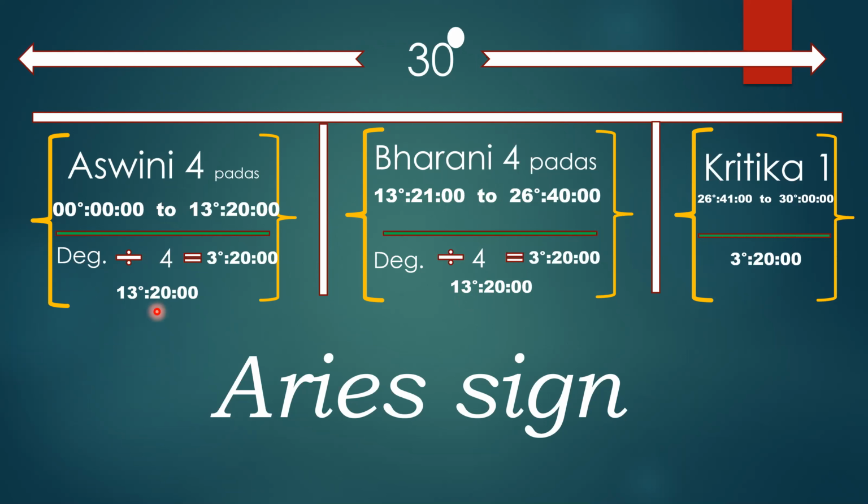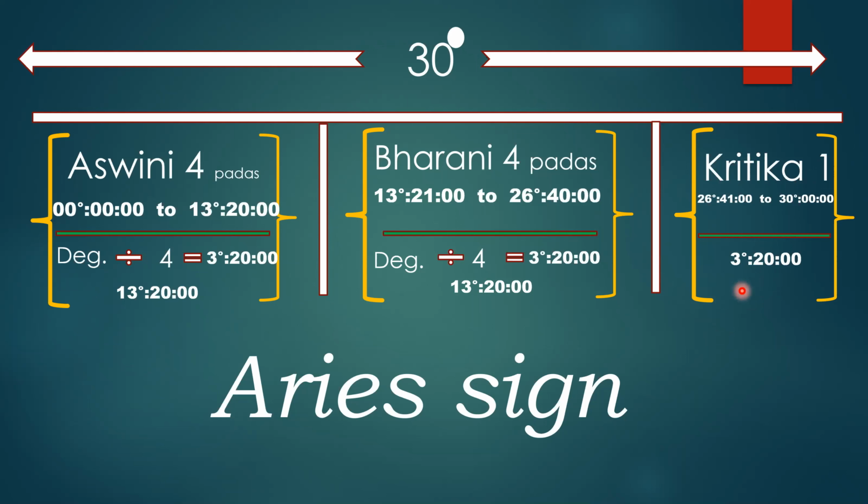So 13°20′ plus 13°20′, what is the count? 26 degree 40 minutes. Exactly. What is the leftover then? 3 degrees, 20 minutes for the 30 degrees, to finish up the 30 degrees. So each and every pada, we know already, has 3 degrees, 20 minutes. So Kritika takes one pada here. Kritika falls in 3 degrees, 20 minutes here.